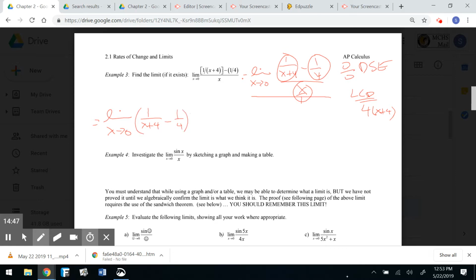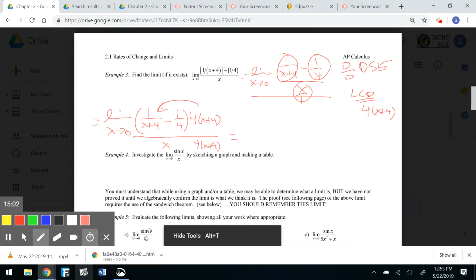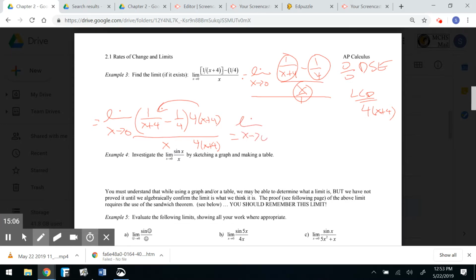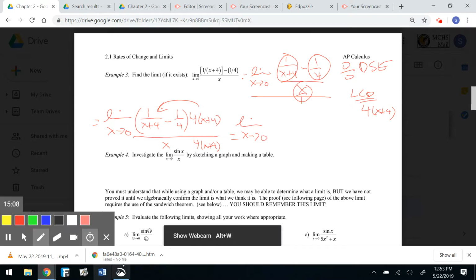Now, I'll show a little bit of this work. If I lose you a little bit, this is where you can hit pause, make sure it all makes sense. But you come in tomorrow, and you make sure you ask for help. Okay, but let's go ahead and distribute this to that guy. If you distribute, you notice the x plus 4s are going to cancel out. And when you do that, what is left is just a 1 times a 4, or a 4.